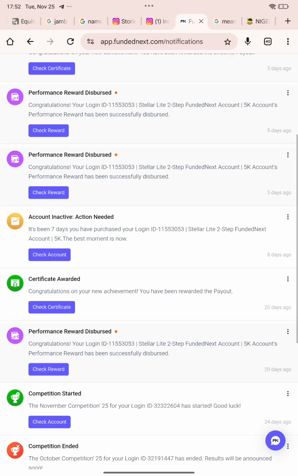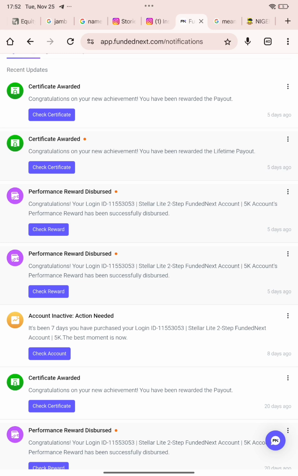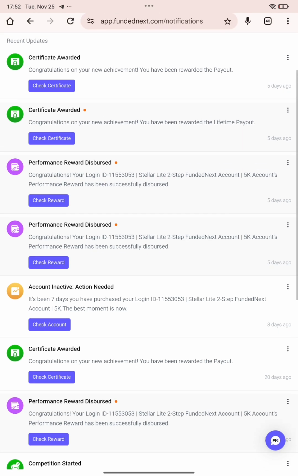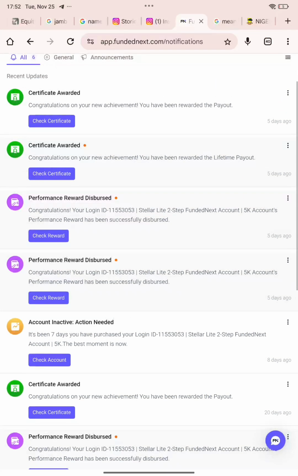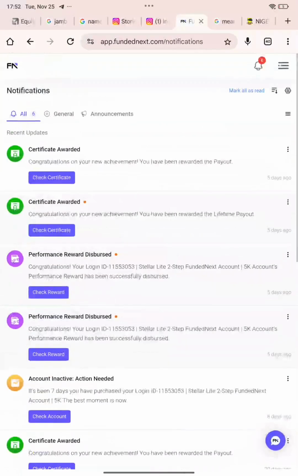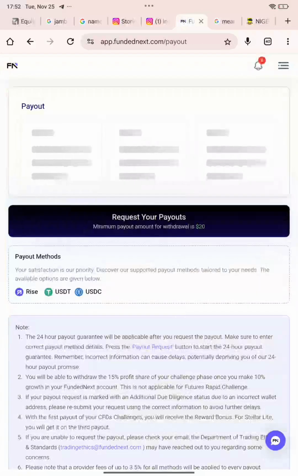This first one here. Then this second one. No, that was not the second one. This one of 8 days. Was this one of 5 days? Or let me see from this other side. Let's go to payouts.